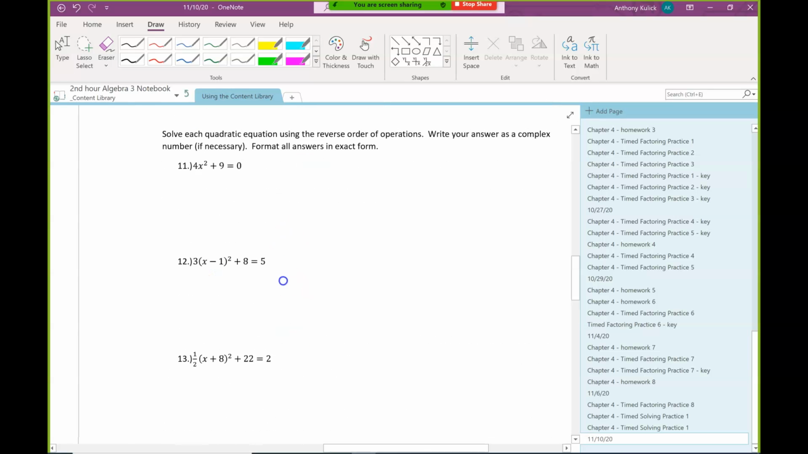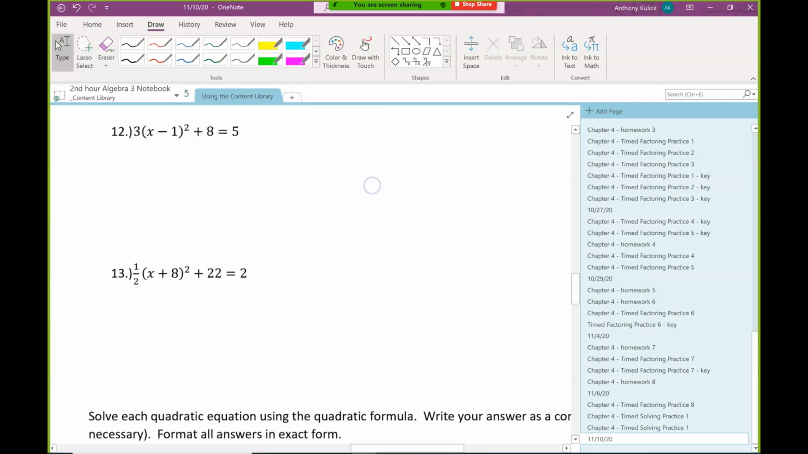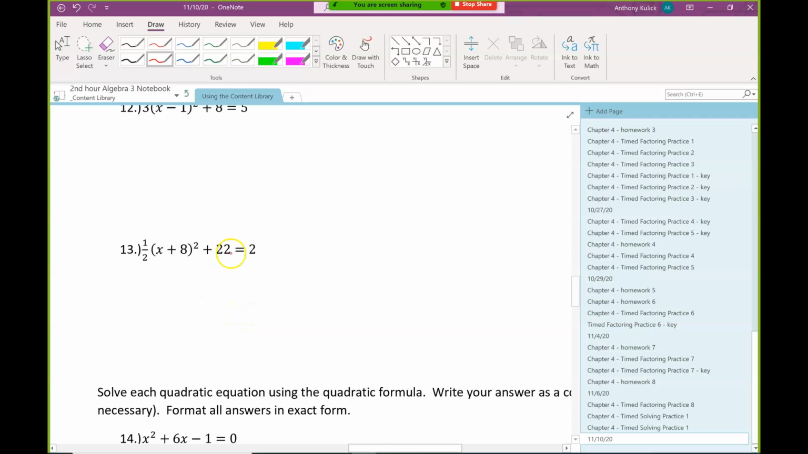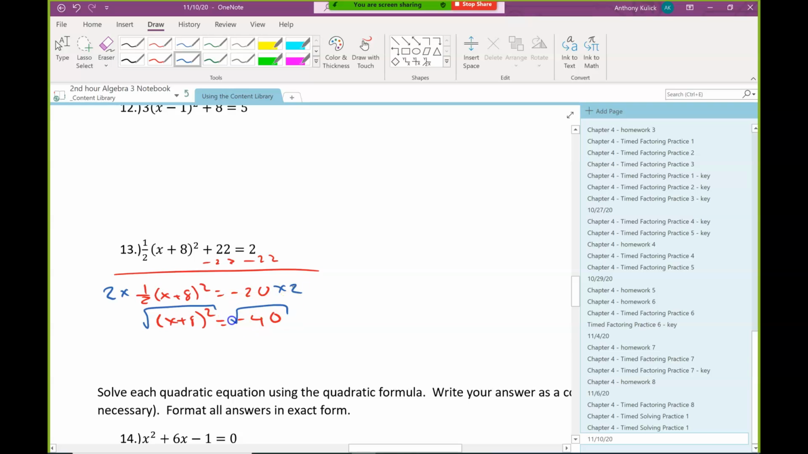So here it says, use the reverse order of operations to solve this. So we'll start by subtracting 22 from both sides. And then to get rid of this 1/2, we'll multiply both sides by 2. Then we'll square root both sides to get rid of the squared.